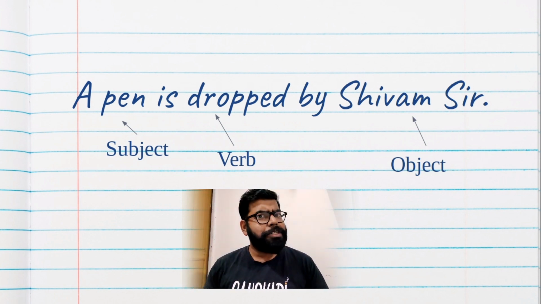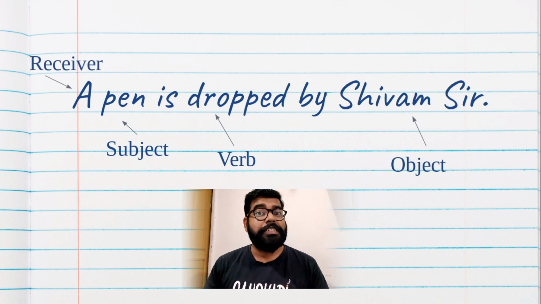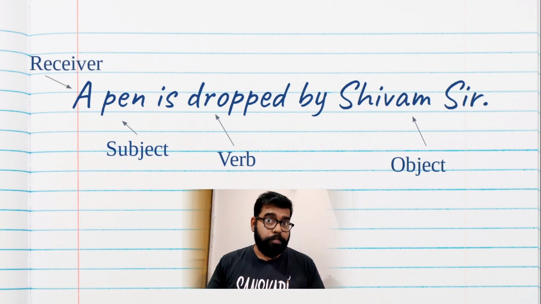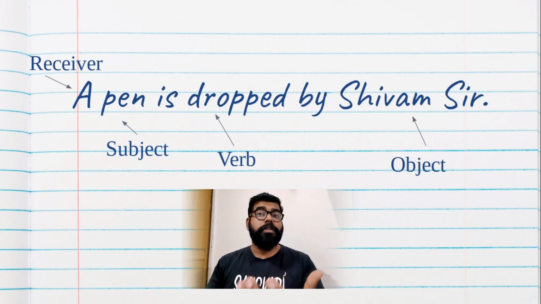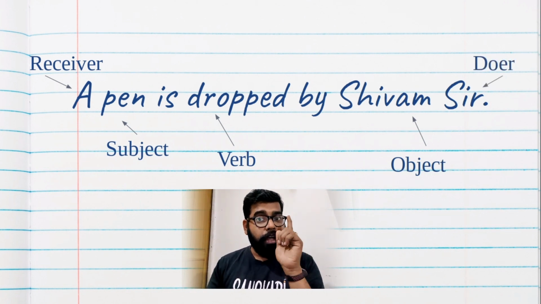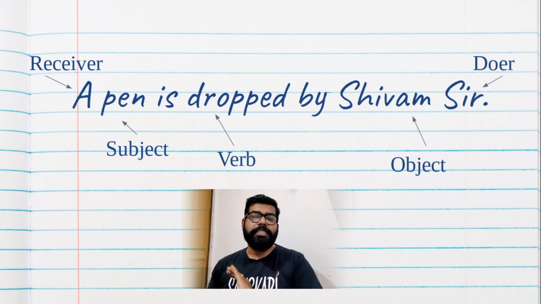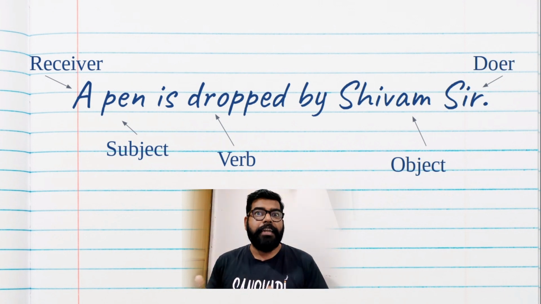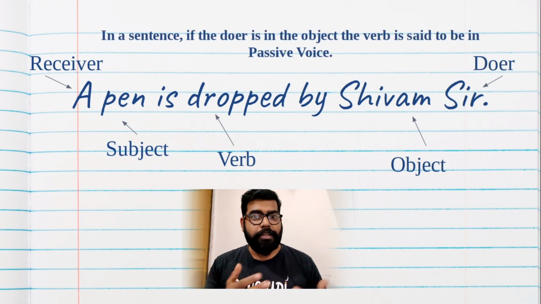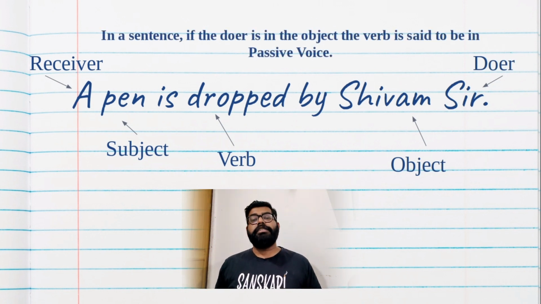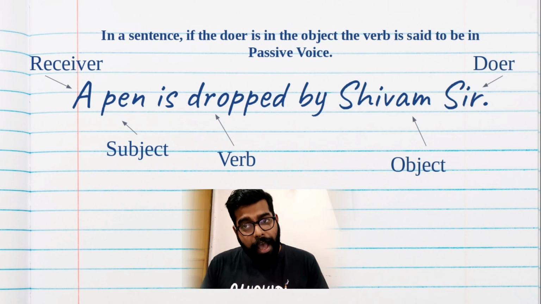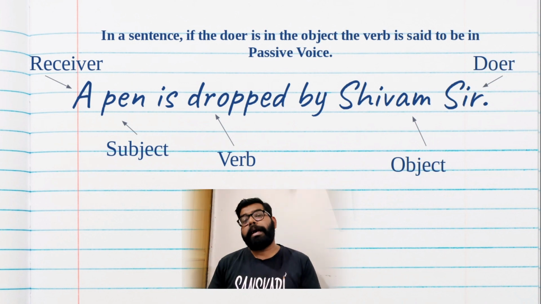But who is the doer of the sentence? Has the doer changed? Who is dropping the pen? It is still Shivam Sir, and who's being dropped? It's actually the pen. So the receiver of the action is still the pen, and the doer of the action is Shivam Sir. So with this example, we can understand the second type of voice, which is passive voice. The definition will be that in a sentence, if the doer is in the object, then the verb is said to be in passive voice.